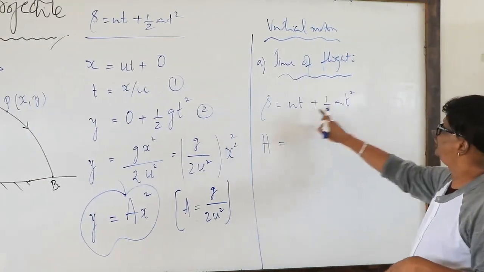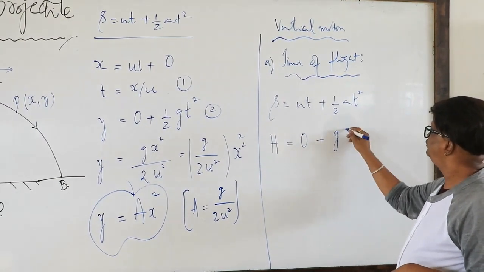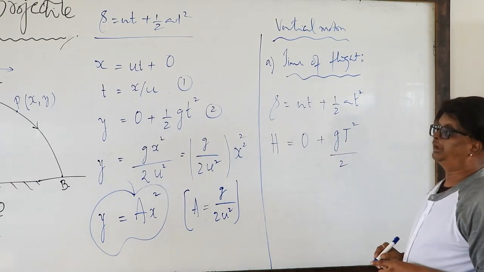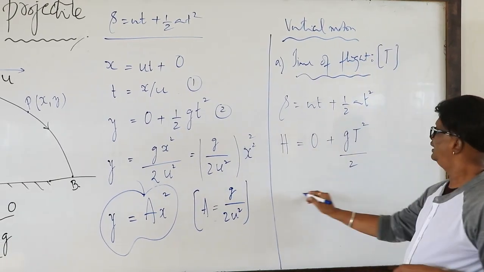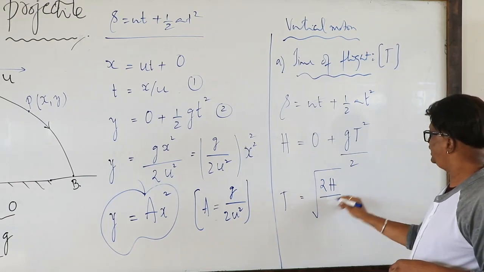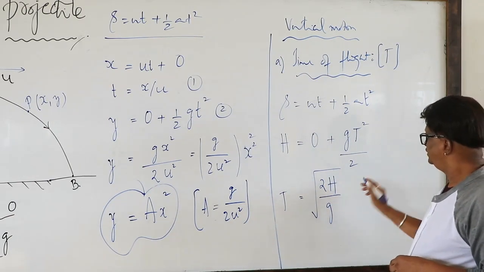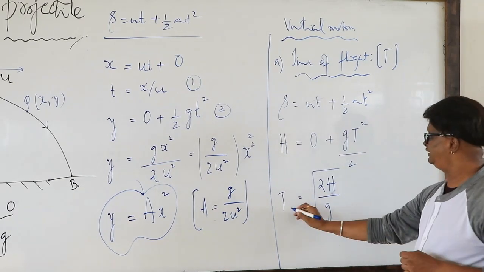H is equal to 0 plus ½at², that is, gt²/2. What is the time to go from A to B? Capital T, time of flight; I am using the symbol capital T. Therefore T = √(2H/g). An interesting expression, but there is also a common sense explanation. What is T equal to?